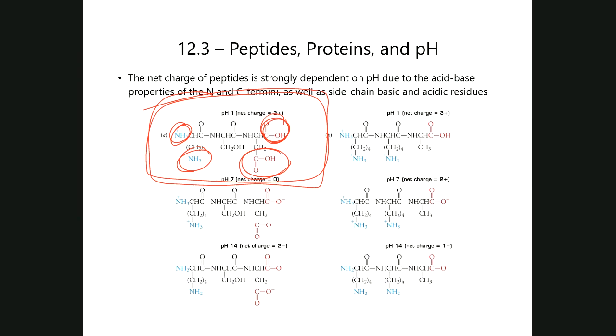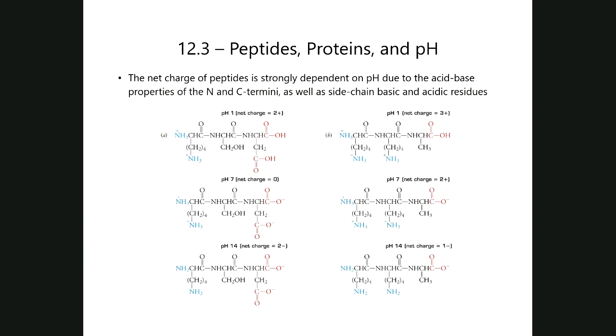So let's look at these structures that are here so that you can analyze what's happening, being mindful of the approximate pKa's of these functionalities. We're obviously focusing on things that are acidic or basic. So again, if you have a really low pH, pH 1, what happens at low pH? The amino group is going to be protonated.